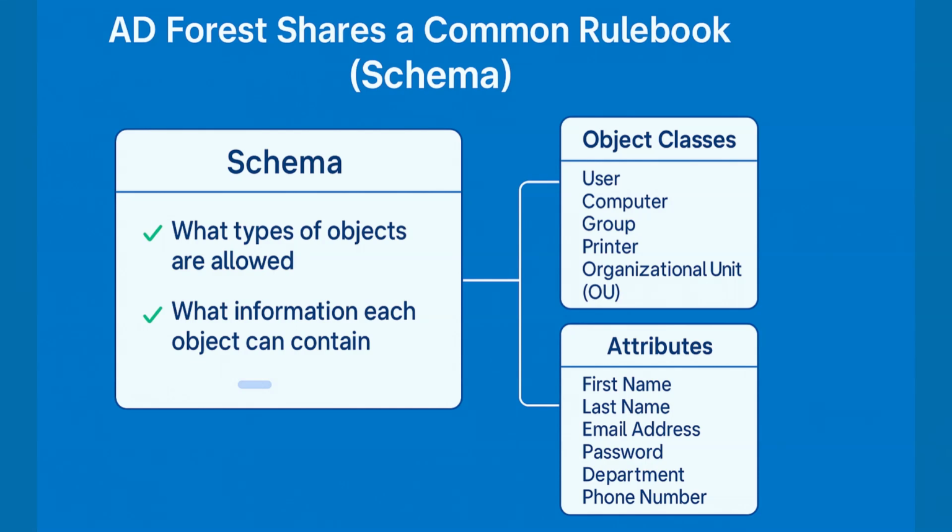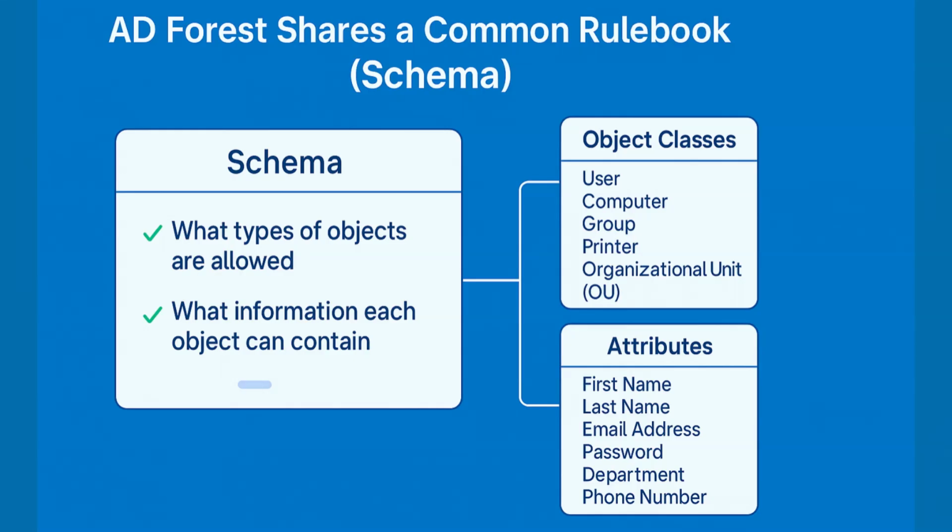Inside the forest, there's a very important component called the schema. You can think of the schema as the rulebook of Active Directory. The schema defines two things. First, what types of objects are allowed to exist in Active Directory? These are things like users, computers, groups, printers, or organizational units. Second, the schema defines what information each of these objects can contain.